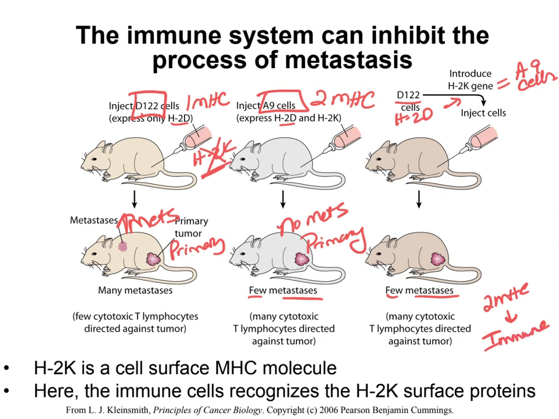They're kind of making the case that with these two MHC molecules, the immune system can readily detect these cells and kill them, and that is why there's no metastasis. Now, in the case of D122, it did have one MHC molecule, and somehow that was able to kind of evade the immune system, and they were able to go undetected. So this paper kind of made the case that the H2K MHC molecule was very important for the detection by the cytotoxic T lymphocytes.